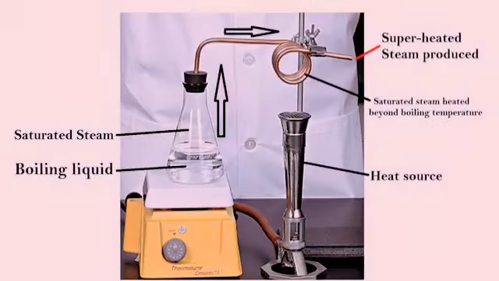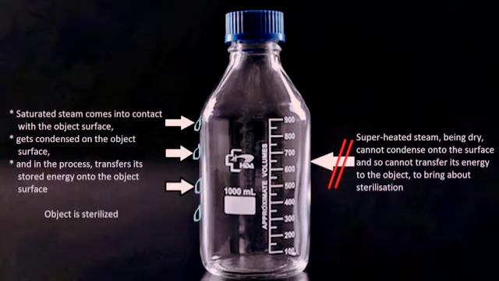However, if the vapor phase is isolated from the liquid phase, or the liquid phase has completely vaporized, and then the vapor phase alone is heated beyond the boiling temperature of the liquid, then all traces of moisture from the vapor phase of water will be erased, forming dry steam or superheated steam. Proper sterilization of an object inside the autoclave is said to be achieved when the moisture-containing steam directly comes into contact with the object surface, gets condensed on the object surface, and in the process transfers its stored energy onto the object surface, thereby bringing about sterilization of the object.